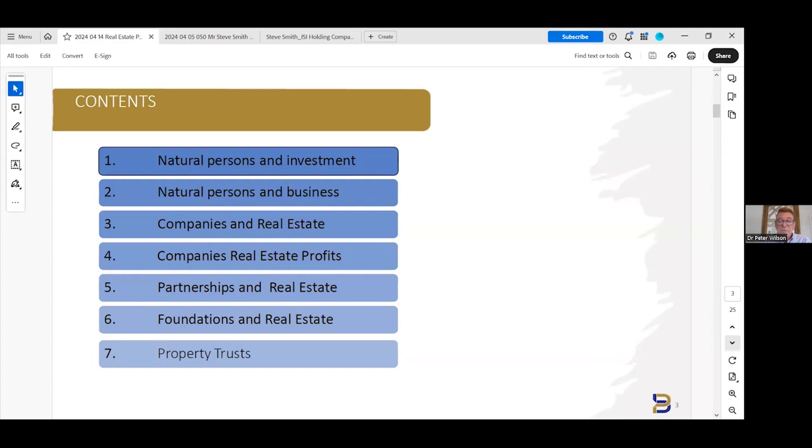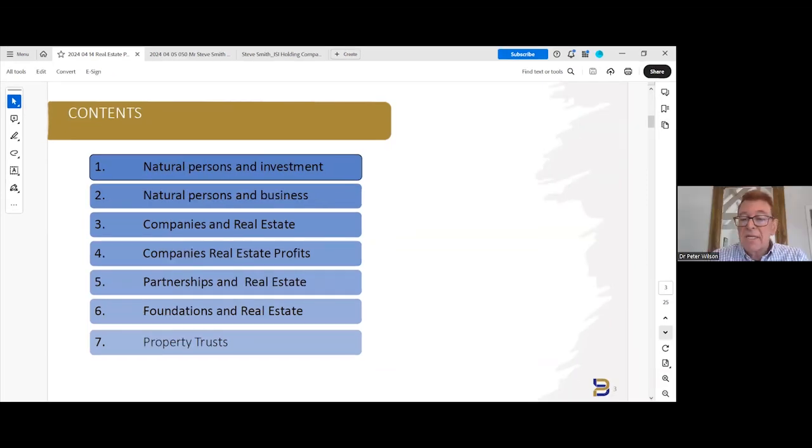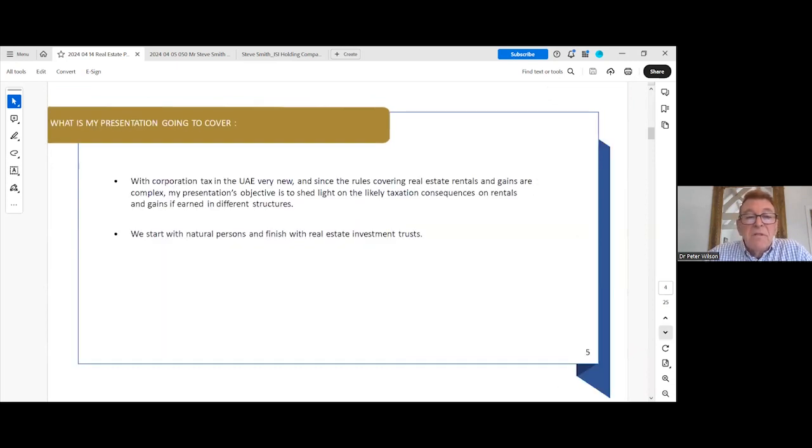So these are the 7 major areas that I'm going to be lightly touching today. Obviously can't touch them in a great amount of detail. So we'll move on to the first one.